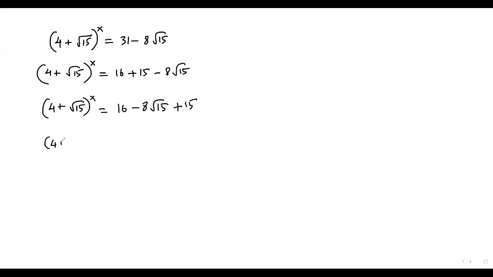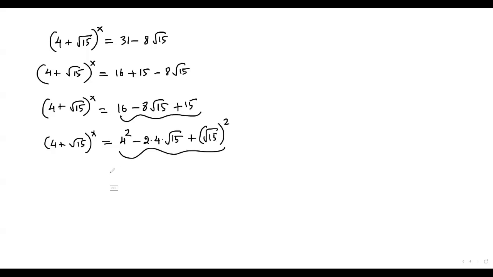So (4 + √15)^x equals this 16, which can be written as 4² − 2 times... I mean, we can write this 8 as 2 times 4. Further, we have to write this 15 as the square of the square root of 15. I'm taking the square root for this 15, and to balance the square root, I just square it. Even if I simplify this expression, it is equal to the expression we have over here.